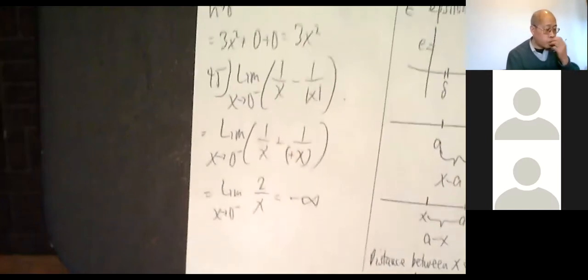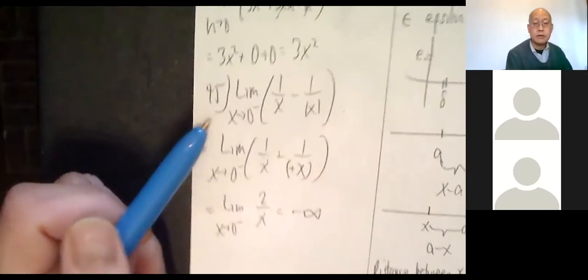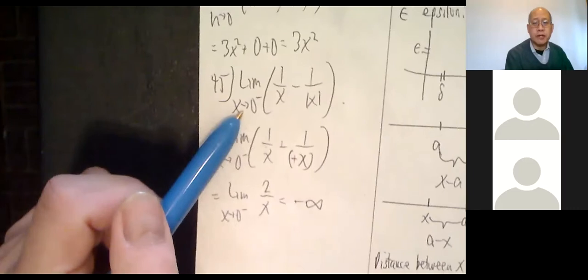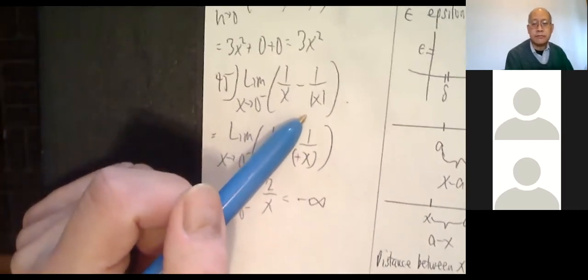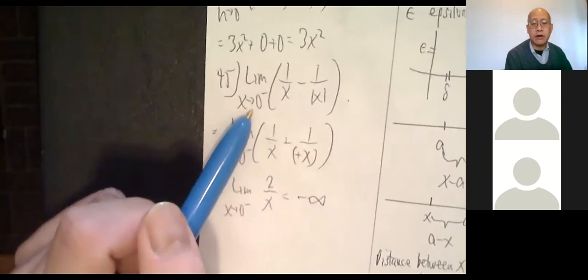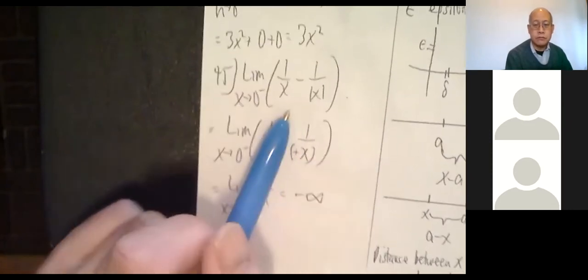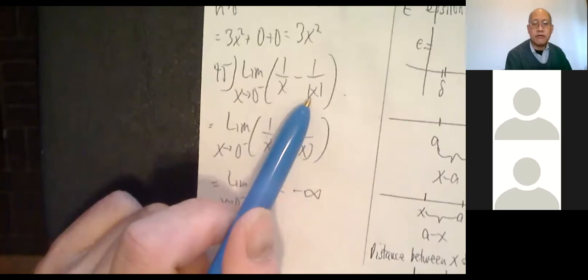Okay, then I want to show you 45. Limit as x approaches 0 from the left of 1 over x minus 1 over absolute value of x. Okay, again, you cannot substitute right away. Okay, absolute value of x.